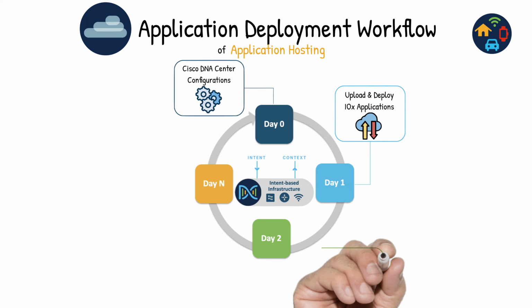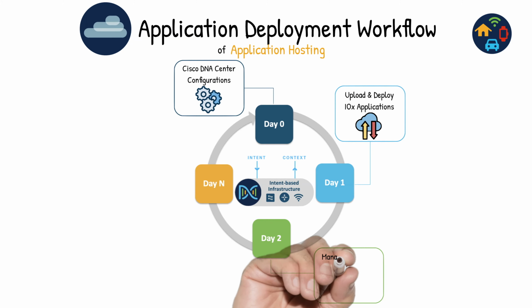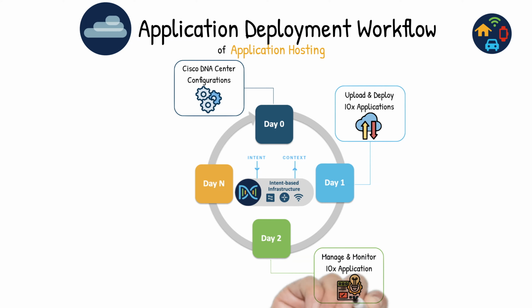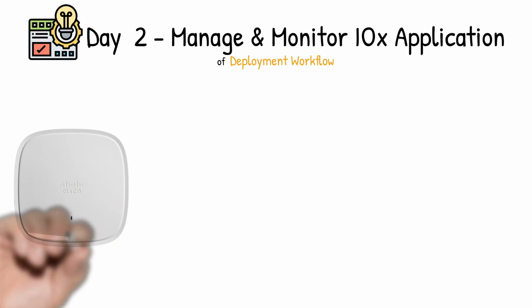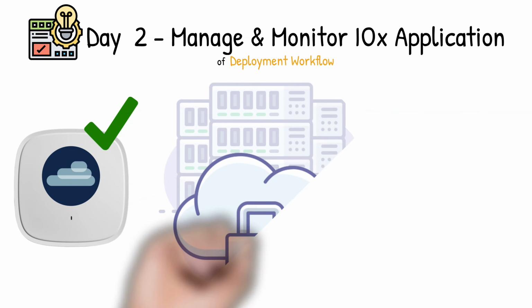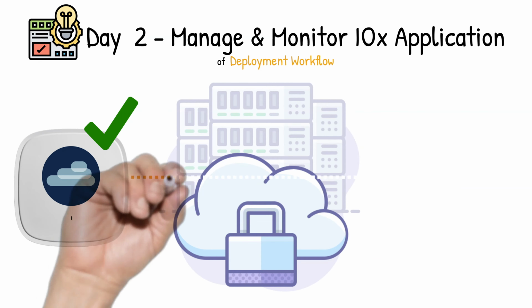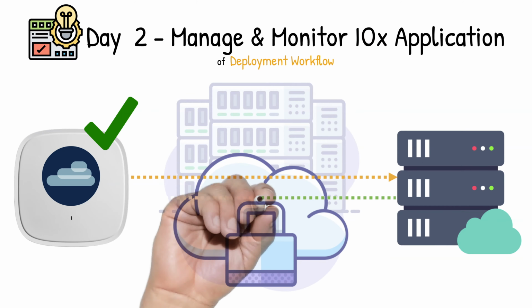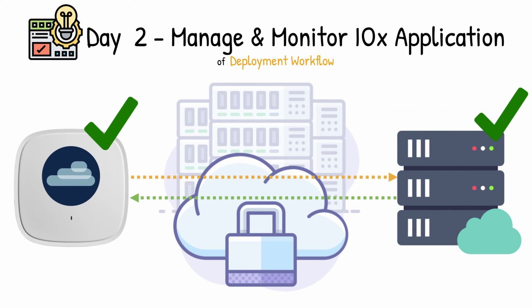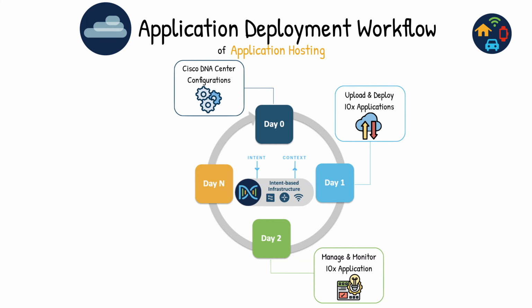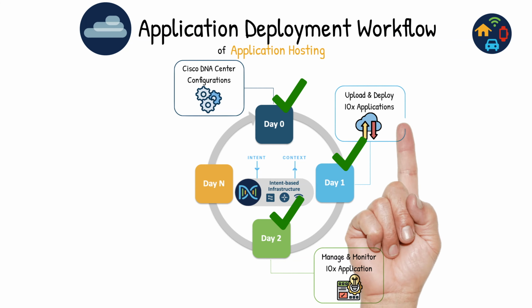Upon completing this step, we have day 2, where we have manage and monitor application, in which now that we've successfully deployed our application to our access points, we can establish a channel of communication between the application and its third-party application server. As an FYI, the details of this step completely vary from application to application because the steps to establishing this communication entirely depend on how the software was designed. Once this is completed, the deployment workflow is pretty much finished and you can begin enjoying the benefits from your IoT deployment.